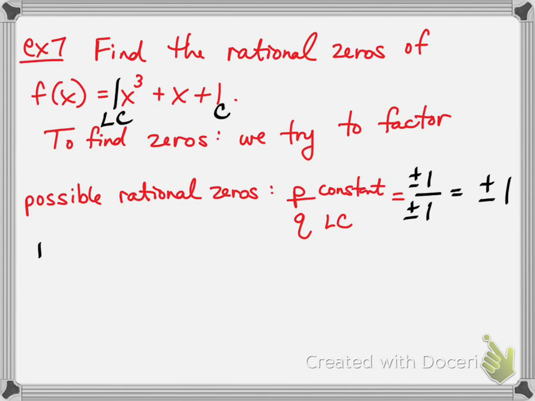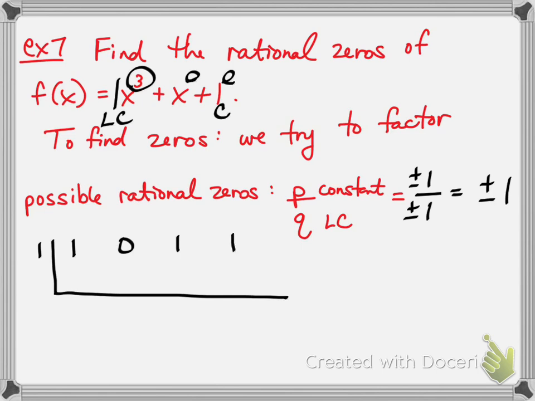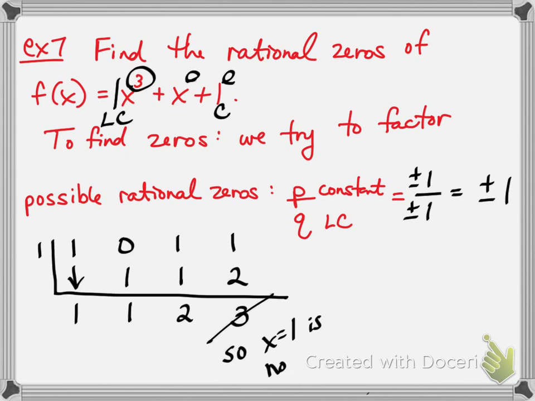So let's try positive 1. So we set it up and we check our polynomial. We're going to have to do a leading coefficient of 1 for x cubed, a 0 for x squared, the 1 for the x, and the 1 for the constant. Bring the 1 straight down. 1 times 1 is 1, add. 1 times 1 is 1, add. 1 times 2 is 2, add. There wasn't a 0 remainder. So x equals 1 is not a 0, since we didn't get our remainder of 0.